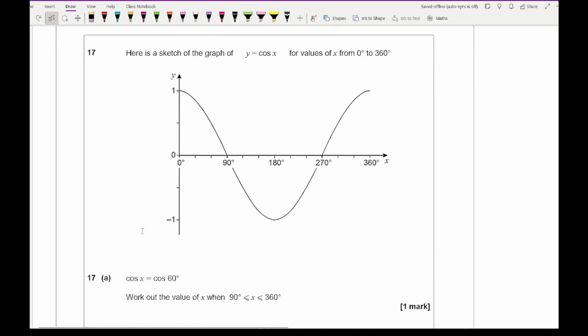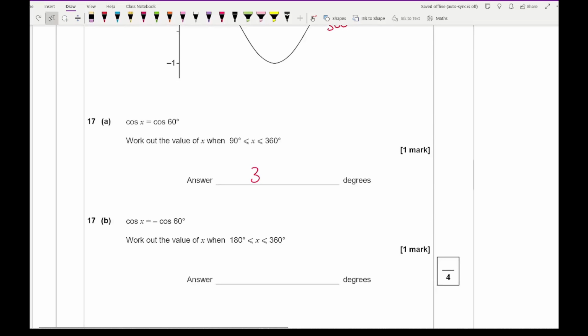Then moving on to question 17, it says here is a sketch of the graph of y equals cos x for the values of 0 to 360. It says for a, cos x equals cos 60. Work out the value of x when it's between 90 and 360. Well, cos 60 is here. So this is 60, and this is the value of cos 60. Now if I project across, the next time that it's going to be that value is at this point here, which is at 300. So the answer for x is going to be 300.